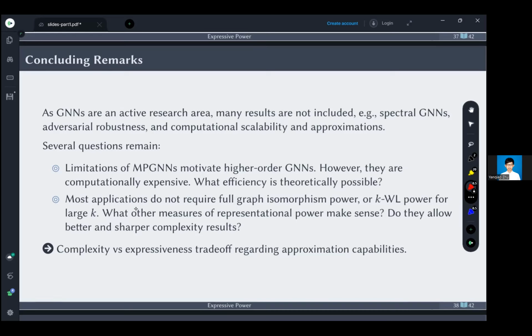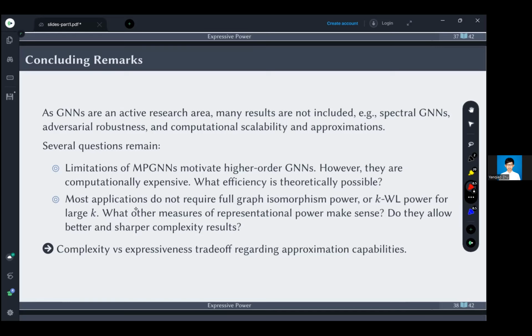And there are some limitations. The first one is that we don't talk about spectral graph neural network models. All the GNNs we talked about today are message passing graph neural models. For those spectral models, we can borrow some existing results from the signal processing community on representation ability for GNNs as well. And we don't talk about adversarial robustness, computational scalability, and some approximations.